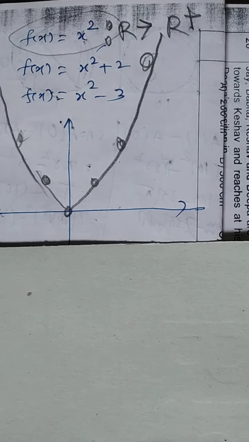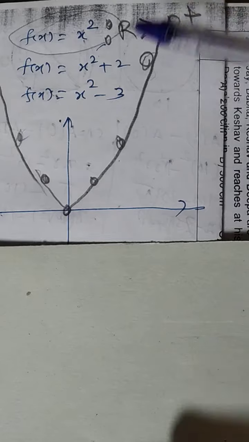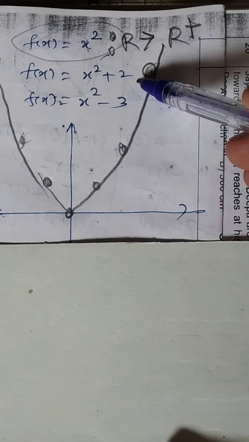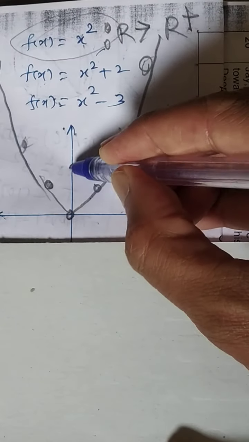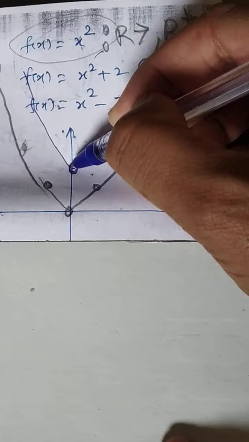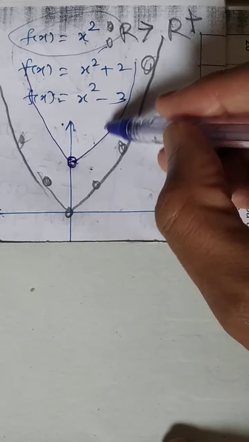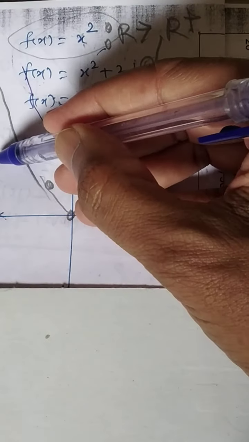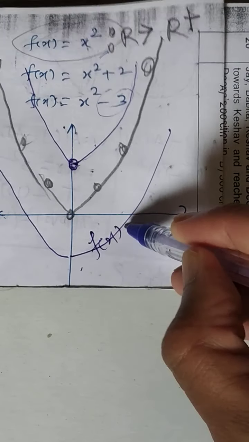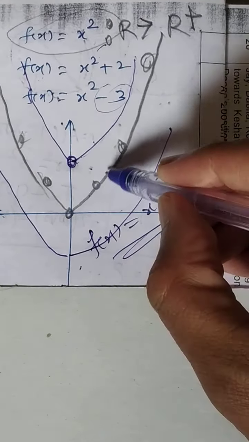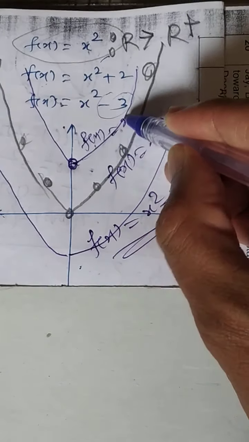Now look at this one, how to get it. f of x is equal to x square plus 2. What I am doing is just applying the same logic. The x square graph is known to you, now x square plus 2. If you replace 0, then for 0 your answer will be 2. So you will get a graph something like this. So x square always gives you a parabola. And what about minus 3 then? It will come down, correct? It will start at minus 3. So this is the graph of f of x equal to x square minus 3. This is the graph of f of x equal to x square. This is the graph of f of x equal to x square plus 2.